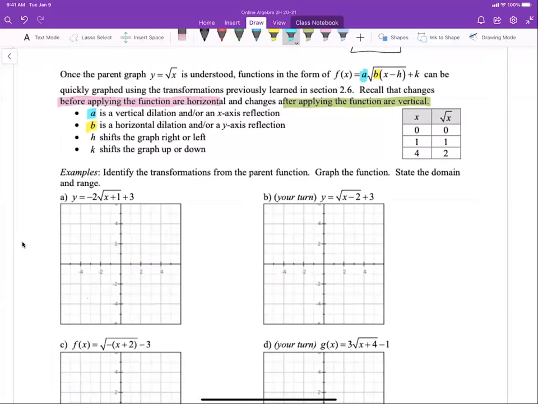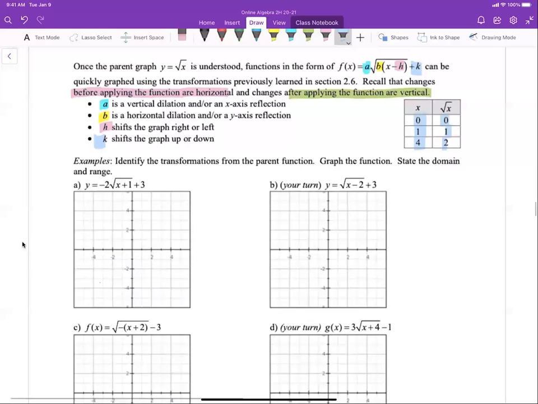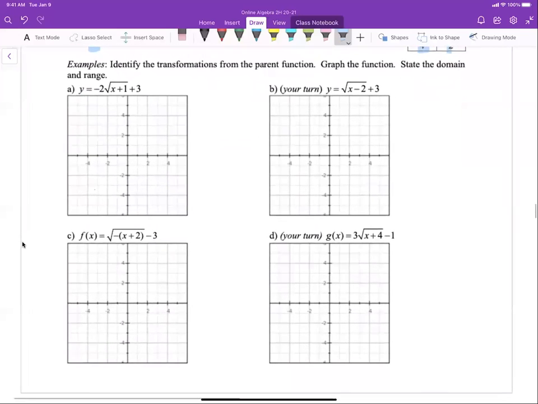h shifts the graph right or left. h is, again, before applying the function rule, which is the square root, and so we are going to shift to the right or left, which is horizontal. And then lastly, we have k. k is outside the function rule, so it has to be vertical. So we're going to shift up or down. And remember, this is our parent function for square root of x.